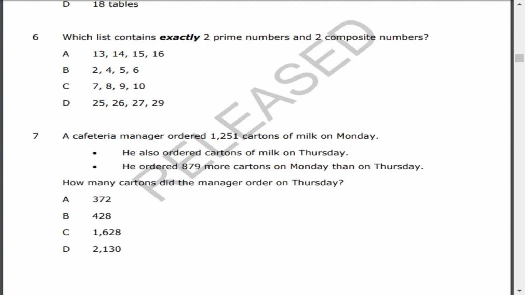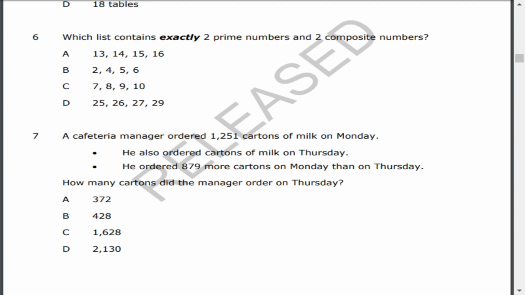Let's just go through C and D. So the answer is B, but let's just go through C and D to make sure. 7 is prime. No numbers can go into it. 8, 4 and 2, so composite. 9, 3 times 3, so composite. And 10, 5 times 2 equals 10, so it's 3 composite there.